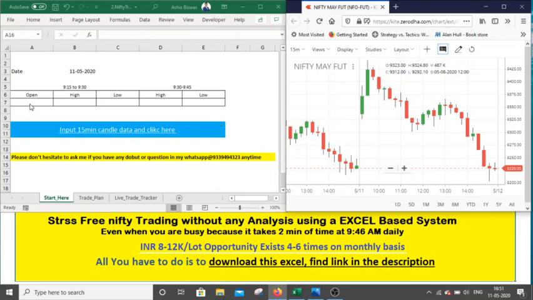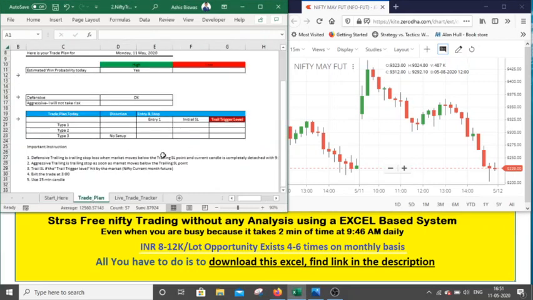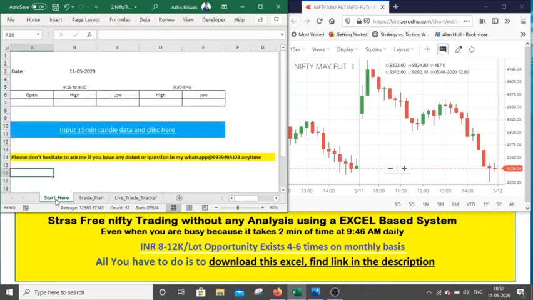Today I will discuss how to trade Nifty Future using this Excel sheet, where you have to enter the high, low and open of the first 15-minute candle and the high and low of the second 15-minute candle here. So at 9:45 you already know what to do using this Excel sheet. You will get the level over here, whether you have to enter long, short or not. I will show you exactly what to do using this Excel sheet.